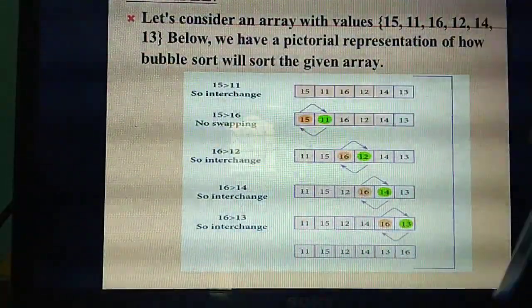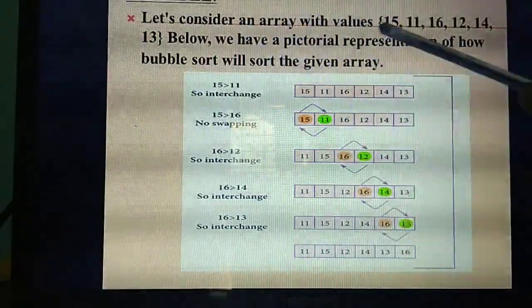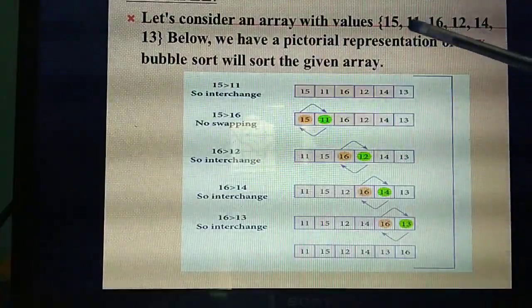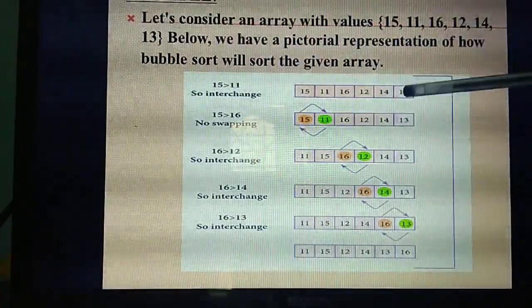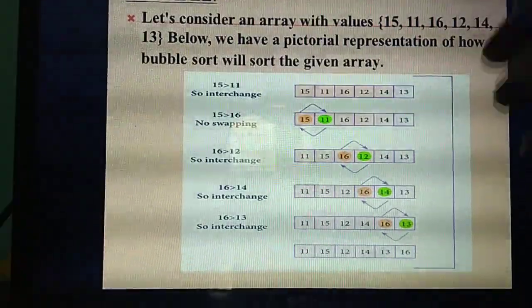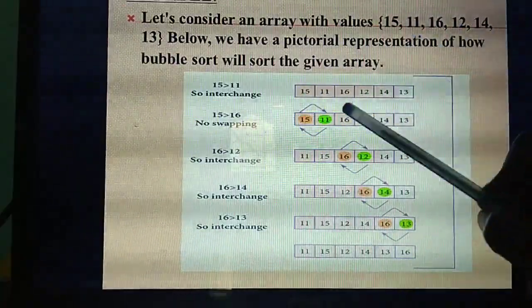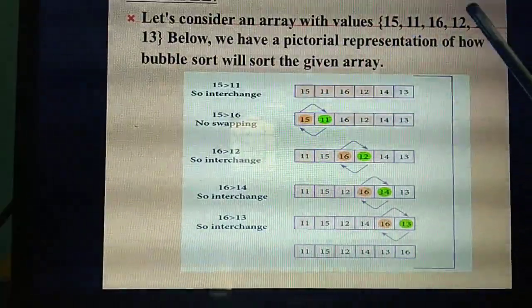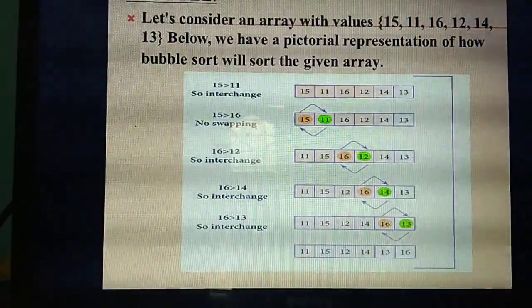See this example. This is the example for the bubble sort algorithm. They are giving some values in an array. What are the values? 15, 11, 16, 12, 14, 13. This is the pictorial representation of bubble sort. Listen carefully, then only you will be able to write the pseudocode. First you need to write these elements in a list, in the same order they are given.